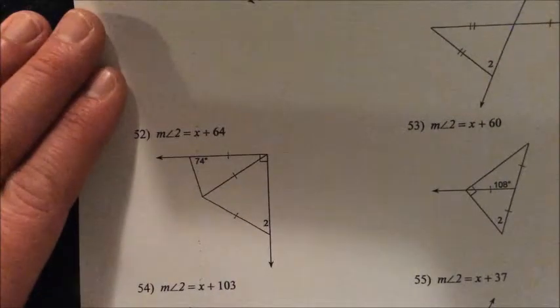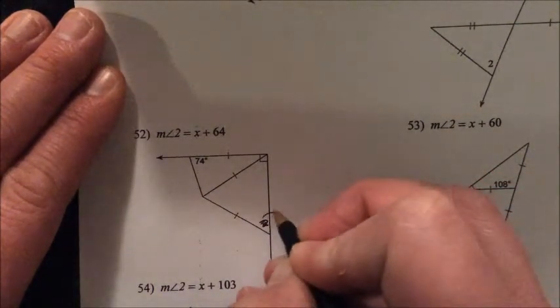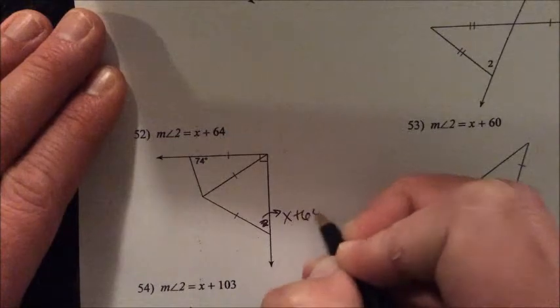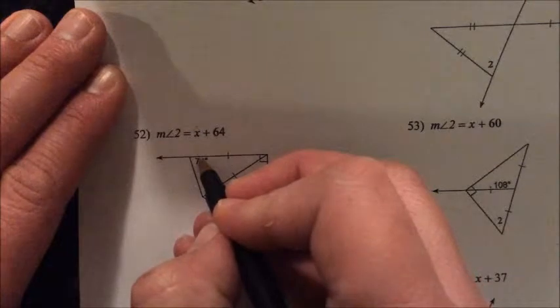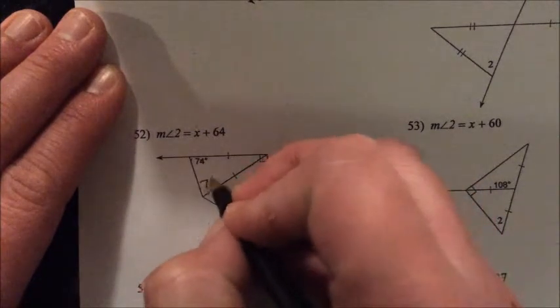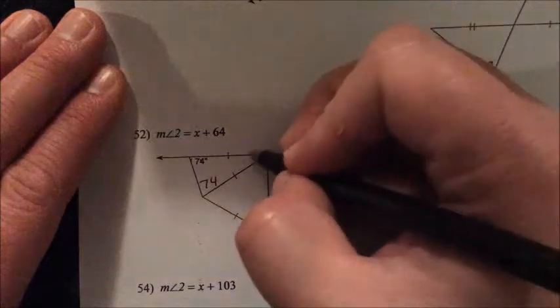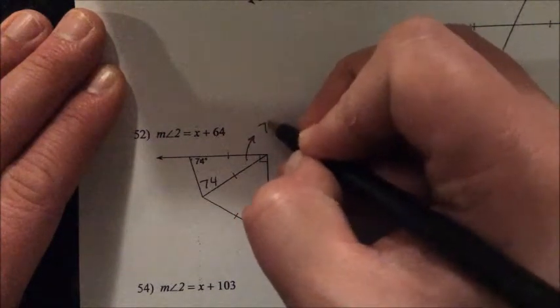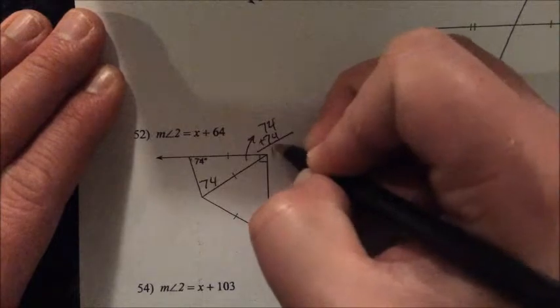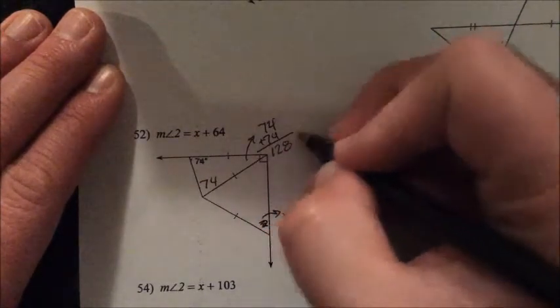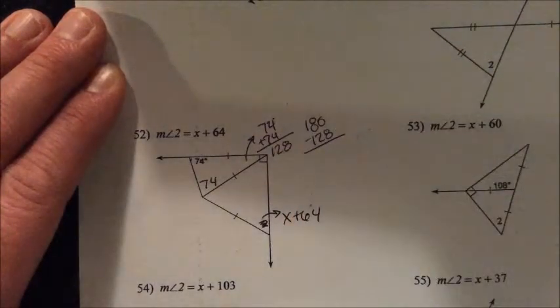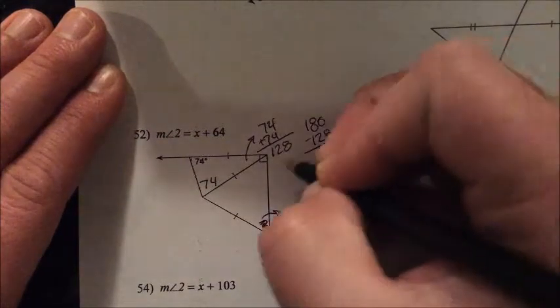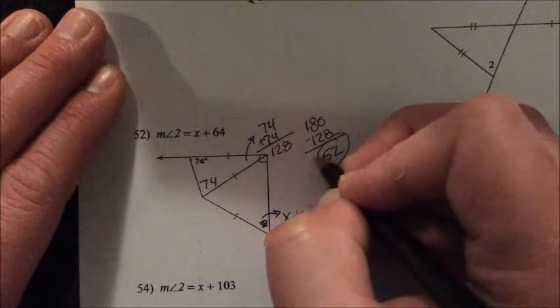It becomes a little bit more complicated down here. They're telling us angle 2, so this angle over here equals x plus 64. Again, we have 74 here inside of our isosceles triangle, which means this is 74. To get this top angle up here, we need to do 74 plus 74 is 128, and then we do 180, take away 128, that's 52 degrees.